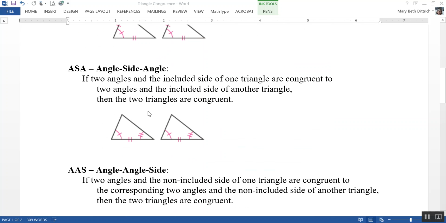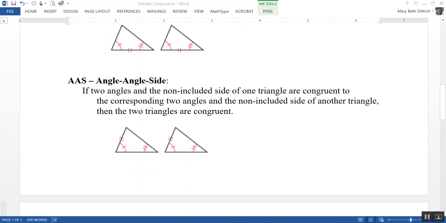Another was called ASA, angle, side, angle. And that says that if two angles and the included side of one triangle are congruent to two angles and the included side of another triangle, then the two triangles are congruent. So here we have this angle is congruent to this angle, a second angle is congruent in the two triangles, and then the included side of the triangles are congruent to each other. In other words, the side that is between those two congruent angles.